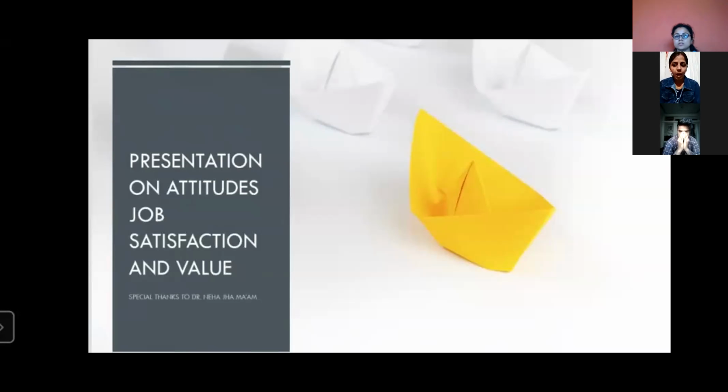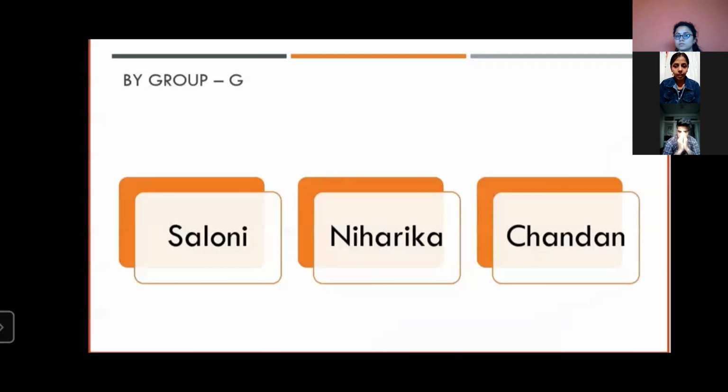So, good afternoon, ma'am, and my class fellows. On behalf of my group members, I would like to welcome you to today's presentation. Let me first introduce my group: me, Saloni, Niharika, and Chandan. We are here to bring light to the topic, namely attitude, job satisfaction, and values.